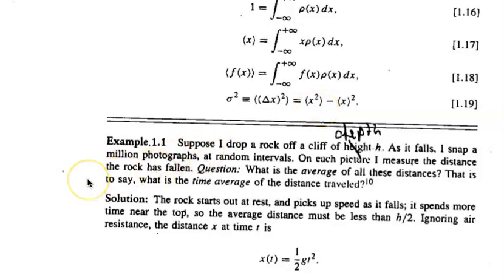This is a good example problem here in classical physics. Suppose I drop a rock off a cliff of depth h. I don't like the word height. Depth is better because, in my opinion, the origin is at the top of the cliff. So you're looking down into a depth h. Now, as it falls, I snap 1,000,000 photographs at random intervals. On each picture, I measure the distance the rock has fallen. What is the average of these distances? That is to say, what is the time average of the distance traveled?